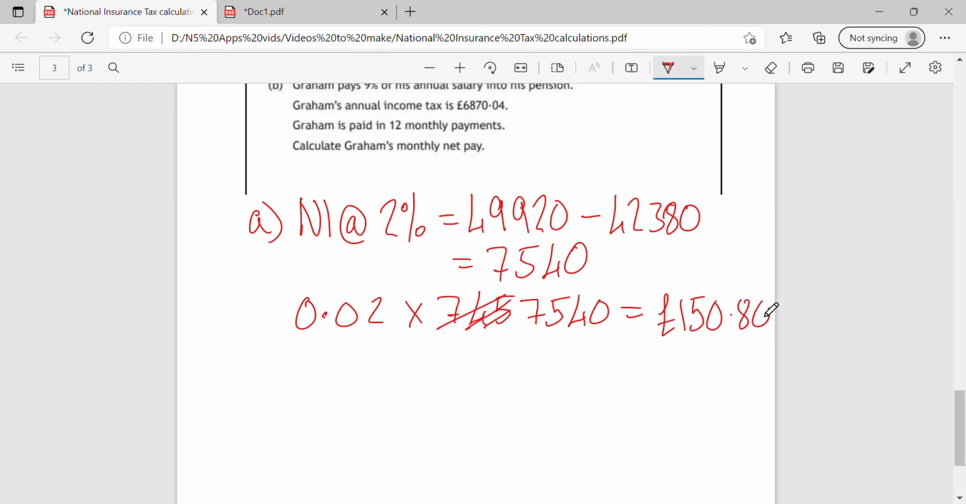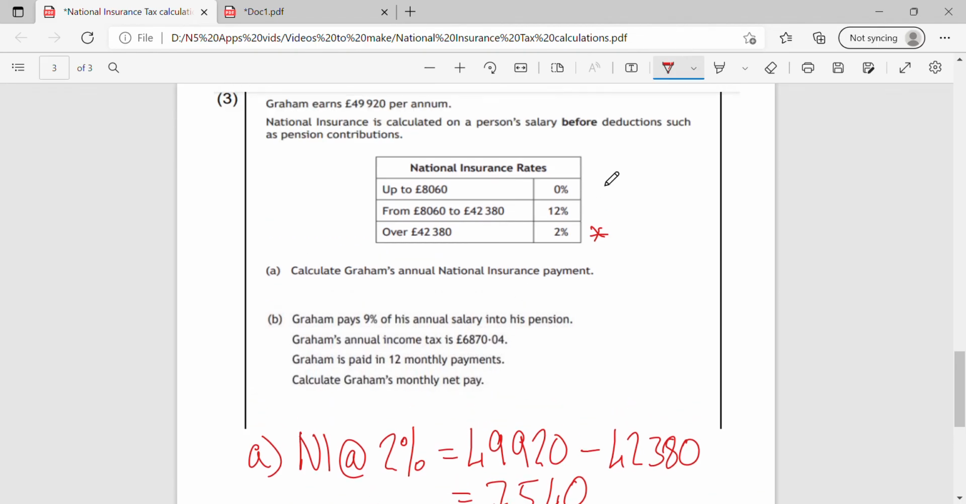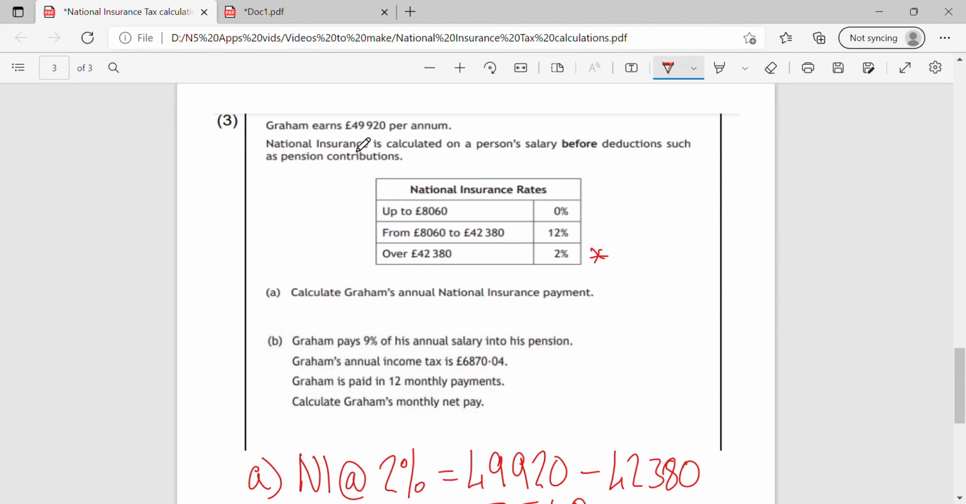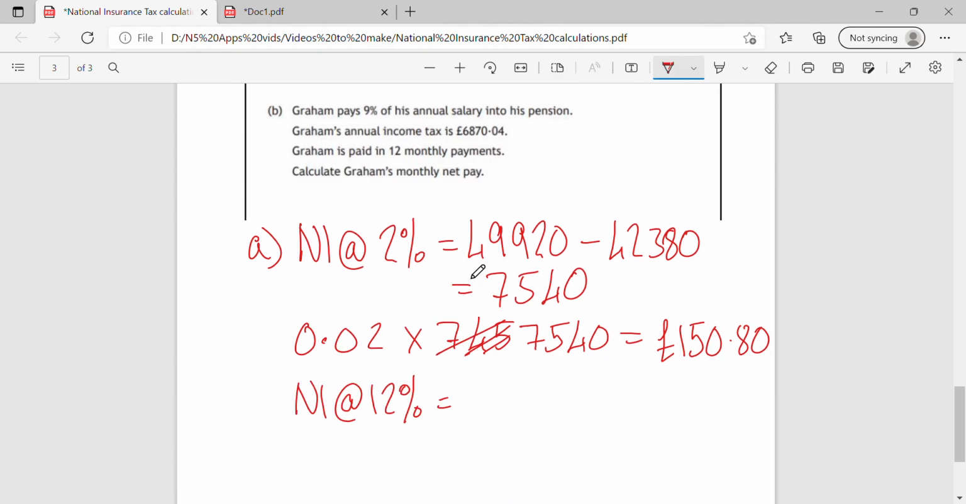You obviously don't pay that much because it's only 2%, but now we need to work out how much they pay at 12%. Now if you consider the bucket for the 12%, the bucket goes from £8,060 to £42,380. If this person earns £49,920, that band is going to be full. So to work out the amount they're paying at 12%, it's just 42,380 minus £8,060.